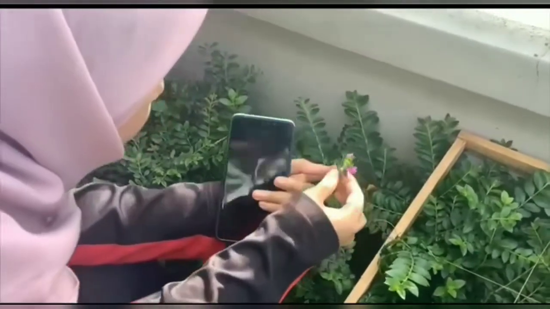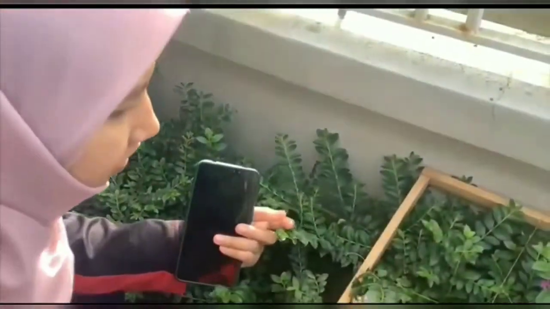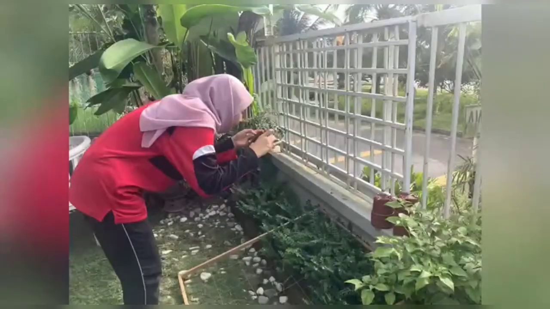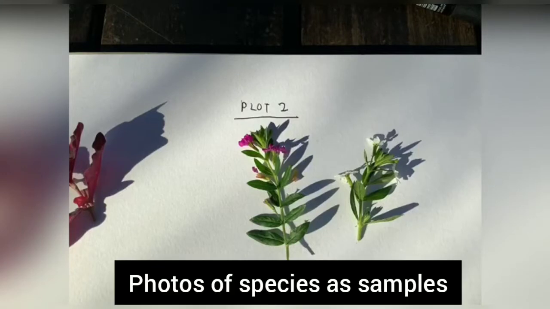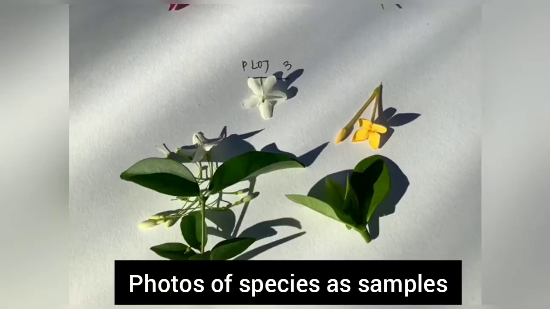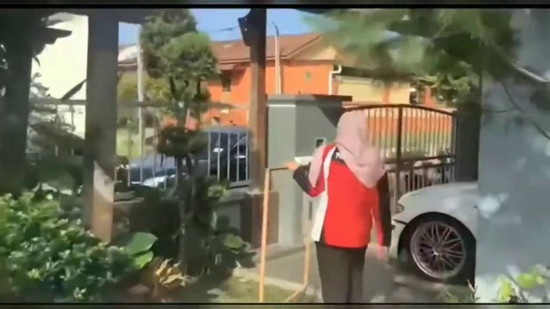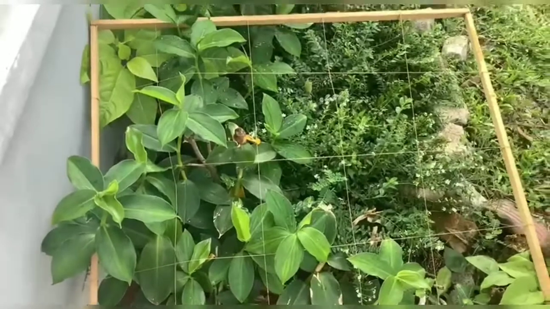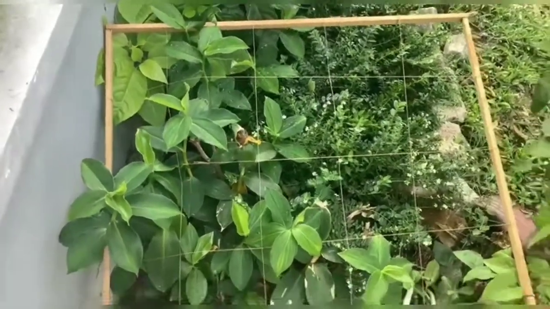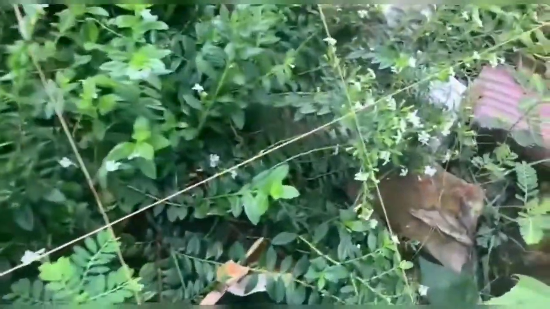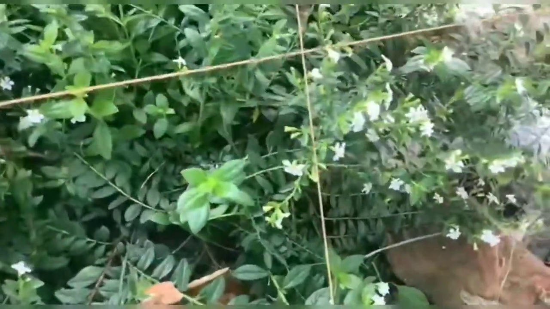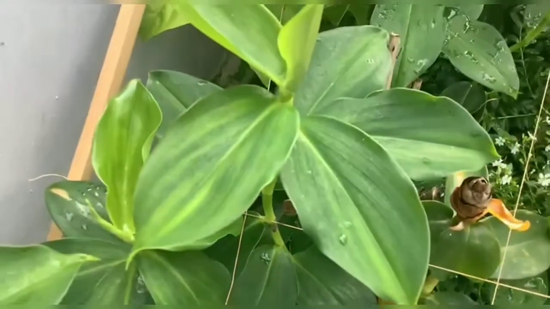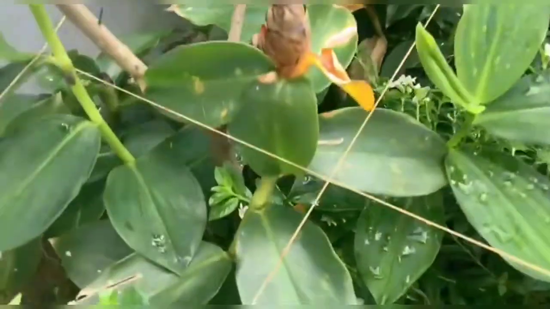Repeat the method for other plots, and the samples go into paper bags for further identification. Take photos, and also photos of the samples of species collected in the plots. This method is also used for outdoor areas to balance the study of plant distribution in these residential areas. Randomly place the quadrat on the ground and record the species found. In plot 1, which is a randomly selected area, we found three species so far.